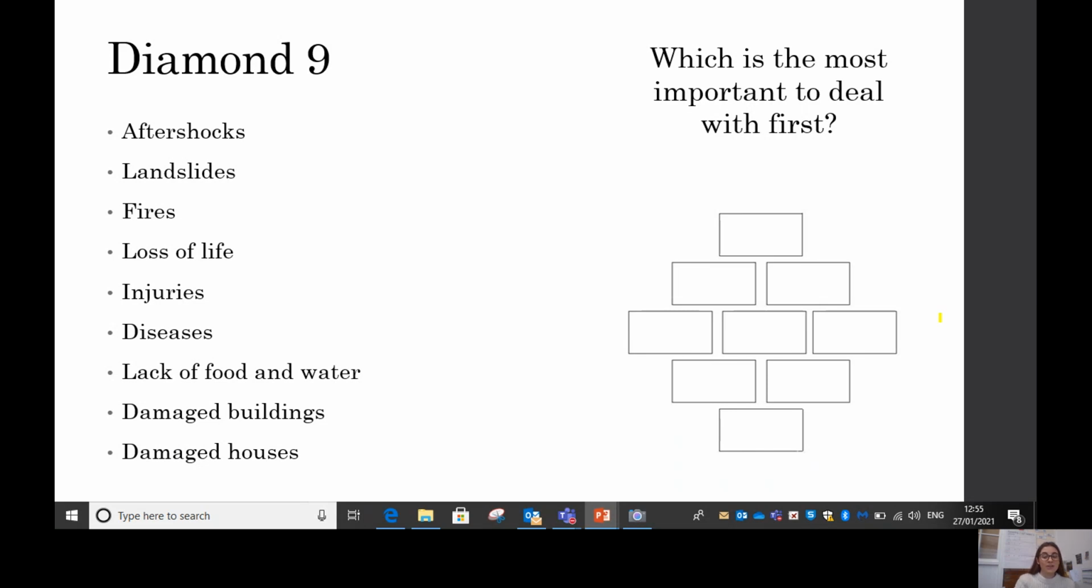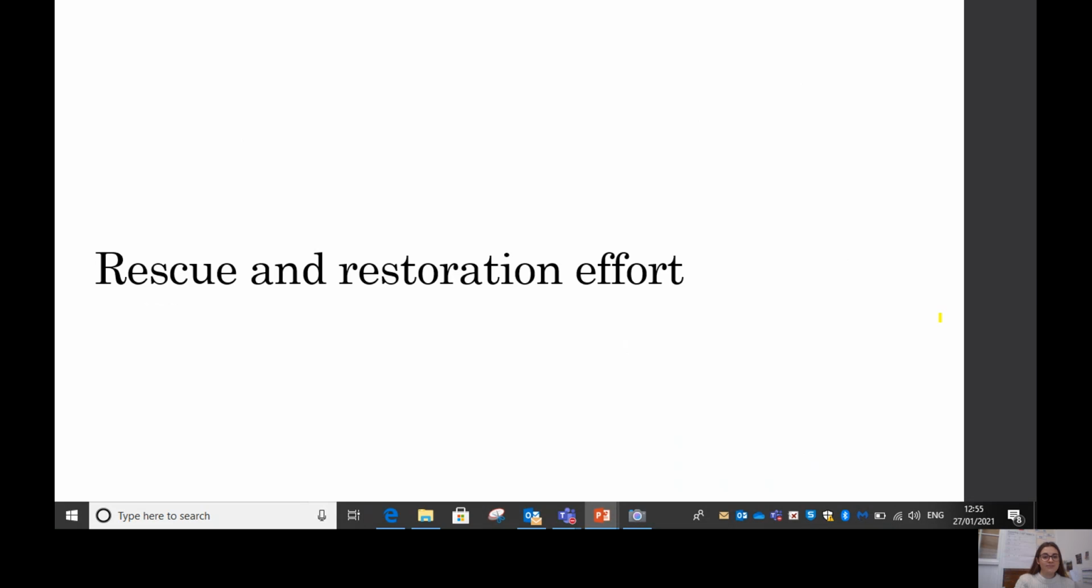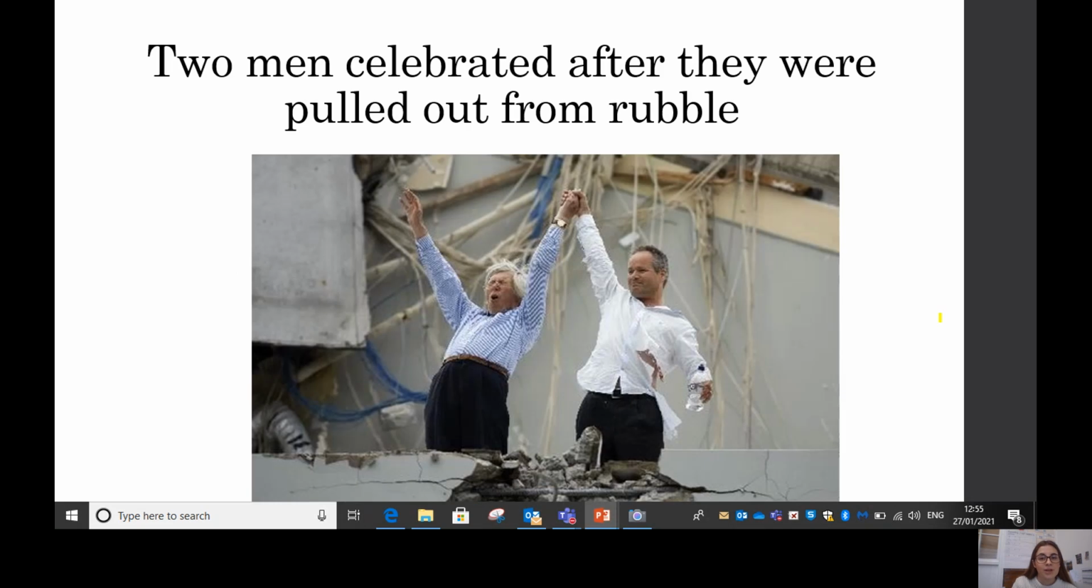And welcome back. Let's look at our final section of the lesson. So let's have a look at the rescue and restoration efforts during the 2011 earthquake. So here we have a picture of 2 men who celebrated after they were pulled out from the rubble. So even though it's very tragic that 185 people lost their lives, there are also lots of survival stories, and there's always hope. So these men, they were buried under the rubble and they were pulled from it.